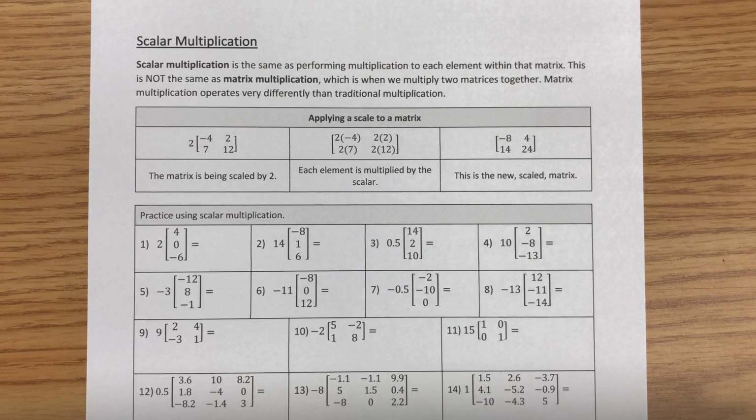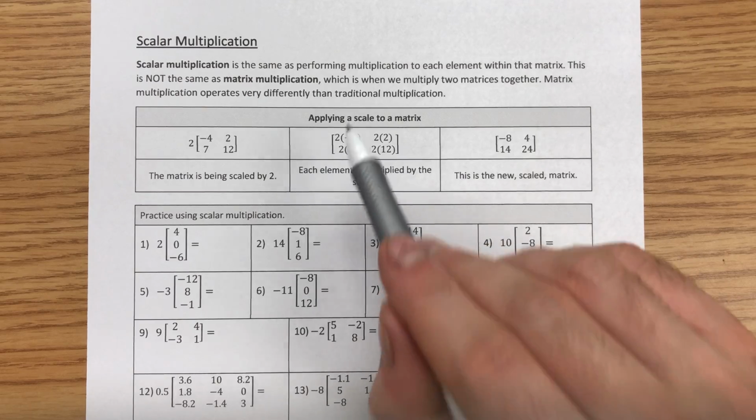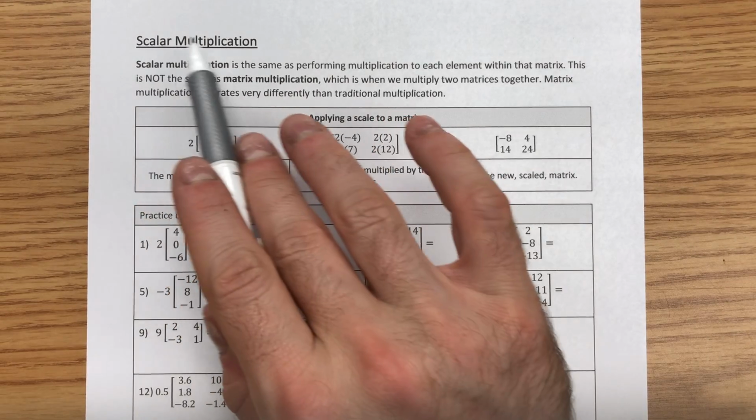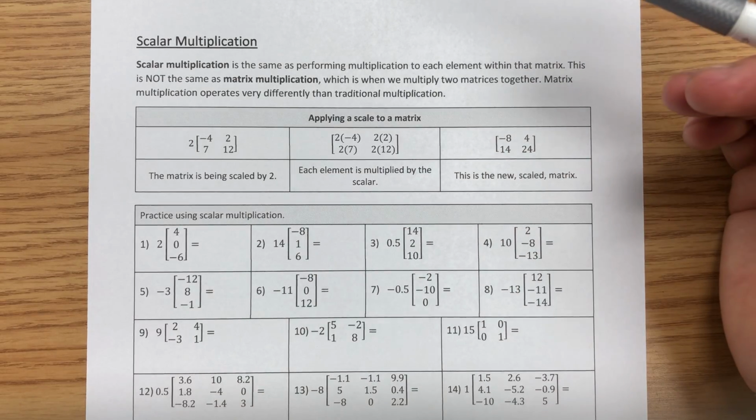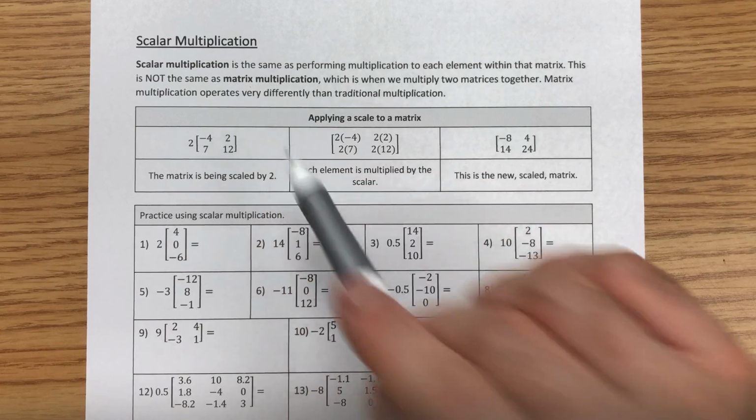So today we're going to be looking at scalar multiplication. Now, scalar multiplication is going to be a new term that we're going to be using when we multiply a matrix. It's going to be called scaling a matrix. Now, the full definition would be scalar multiplication because there are different forms of it. But this is not the same thing as what we call matrix multiplication.